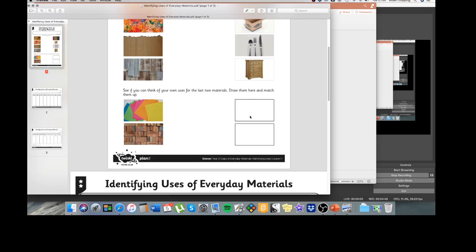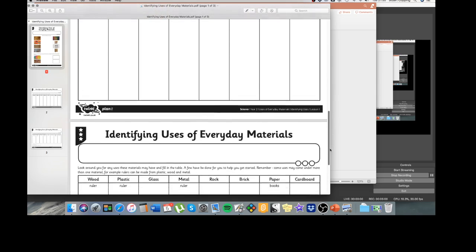Can you think of anything? You can either write or draw in this box here. What would this material be used for? And what would this one be used for? 1 or 2 things is absolutely fine. Nobody's doing that sheet there.